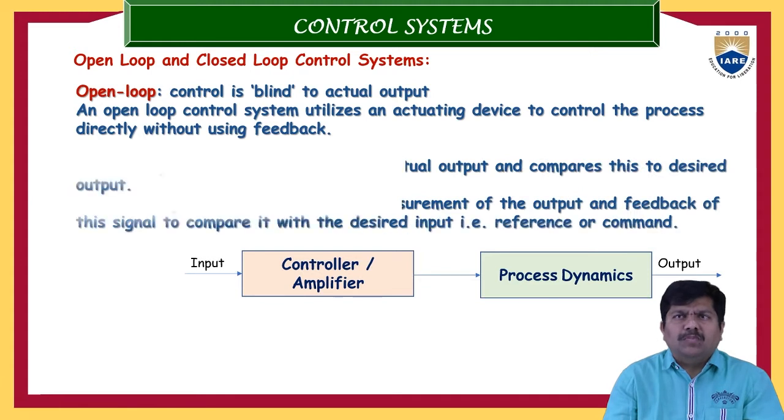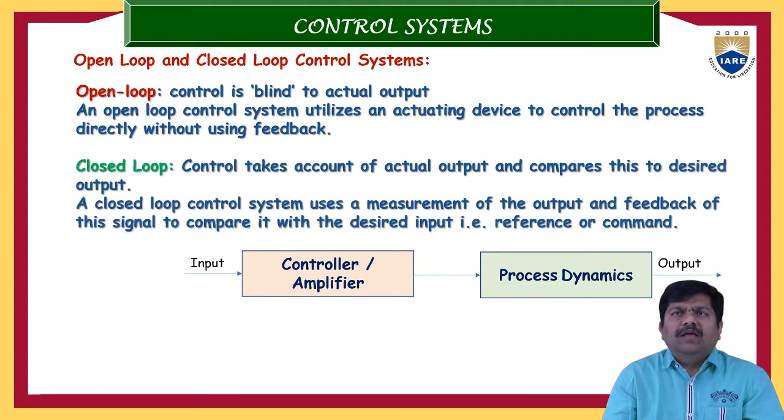Now coming back to the closed loop control system. In the closed loop control system, the control takes account of the actual output and compares this to the desired output. So there will be a corrective measure. The actual output, which is the output of the process plant, is always measured against the desired signal. So it is a continuous process. How can we do that? By connecting a feedback loop from the output to the input, this correction can be achieved. With the help of this feedback, we can continuously assess and monitor whether the actual output is equivalent to the desired output or not.